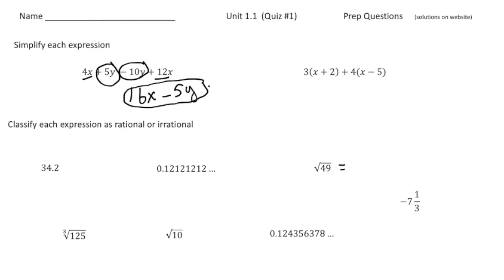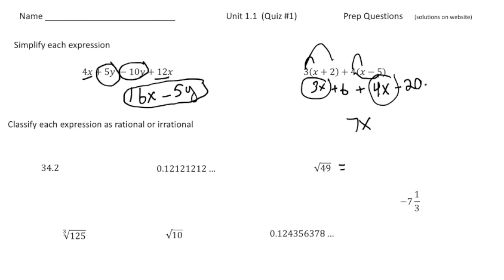That's the first one. The second one we need to distribute. So 3 times x is 3x, plus 3 times 2 is 6, plus 4 times x is 4x, and then 4 times negative 5 is minus 20. And then 3x and 4x combine to 7x. And then 6 plus negative 20 is minus 14. So 7x minus 14 is our simplified expression.